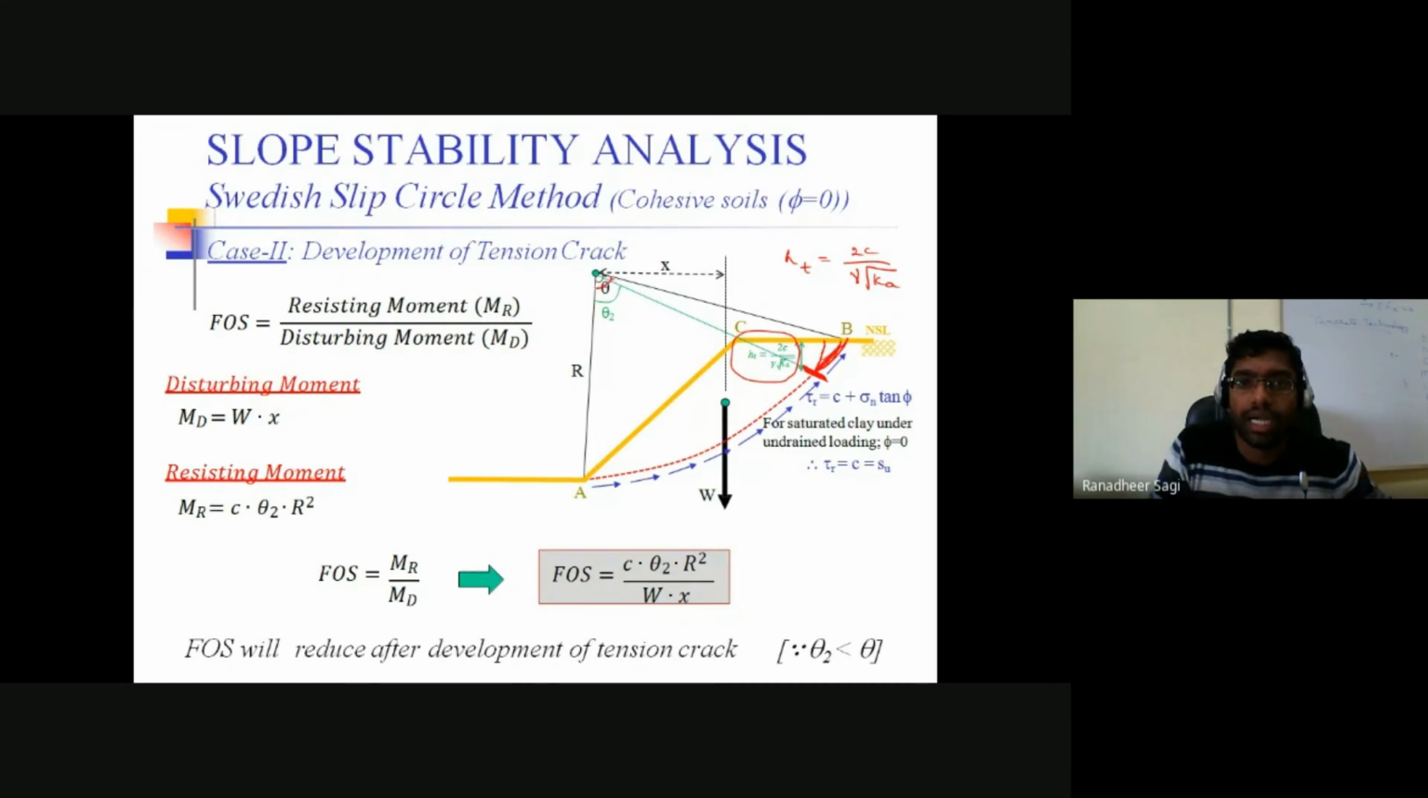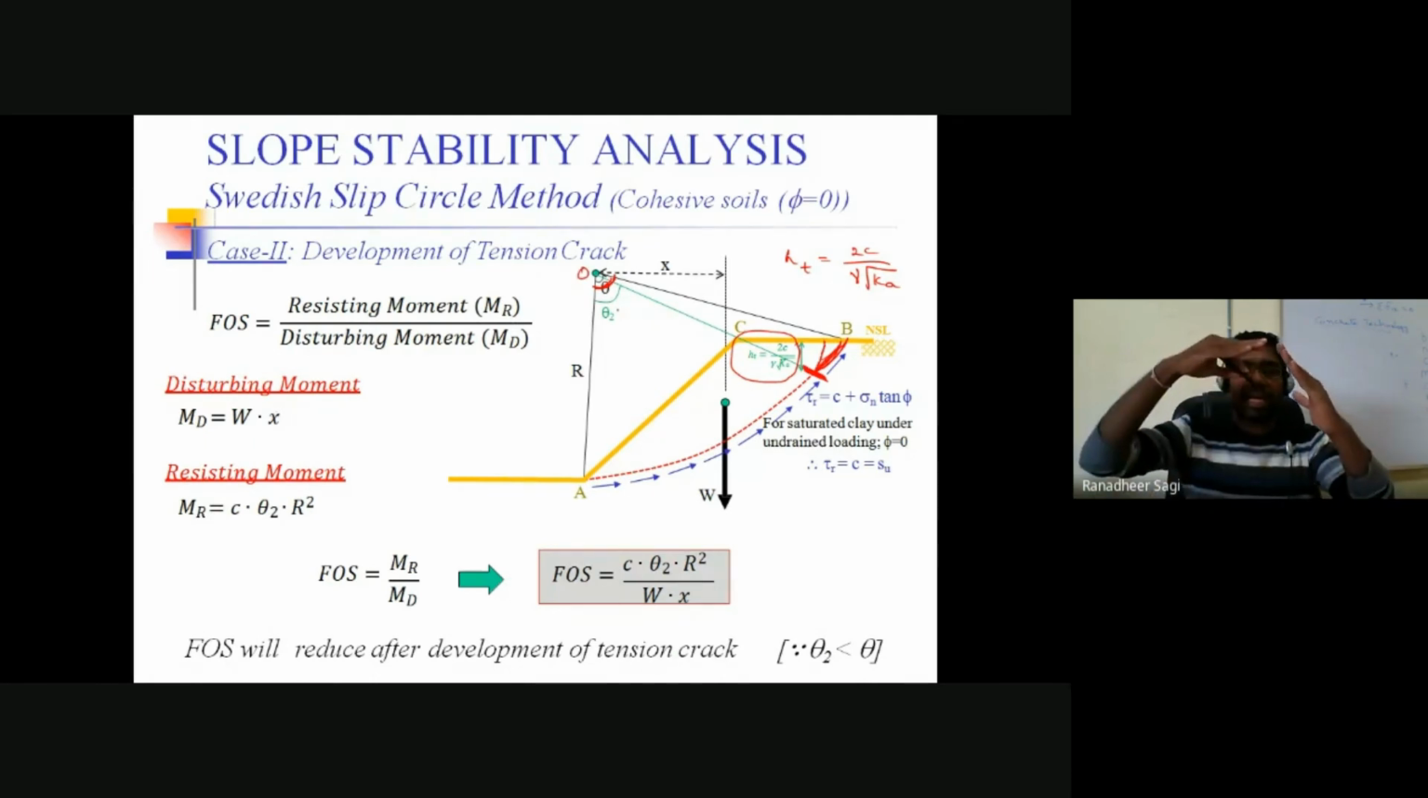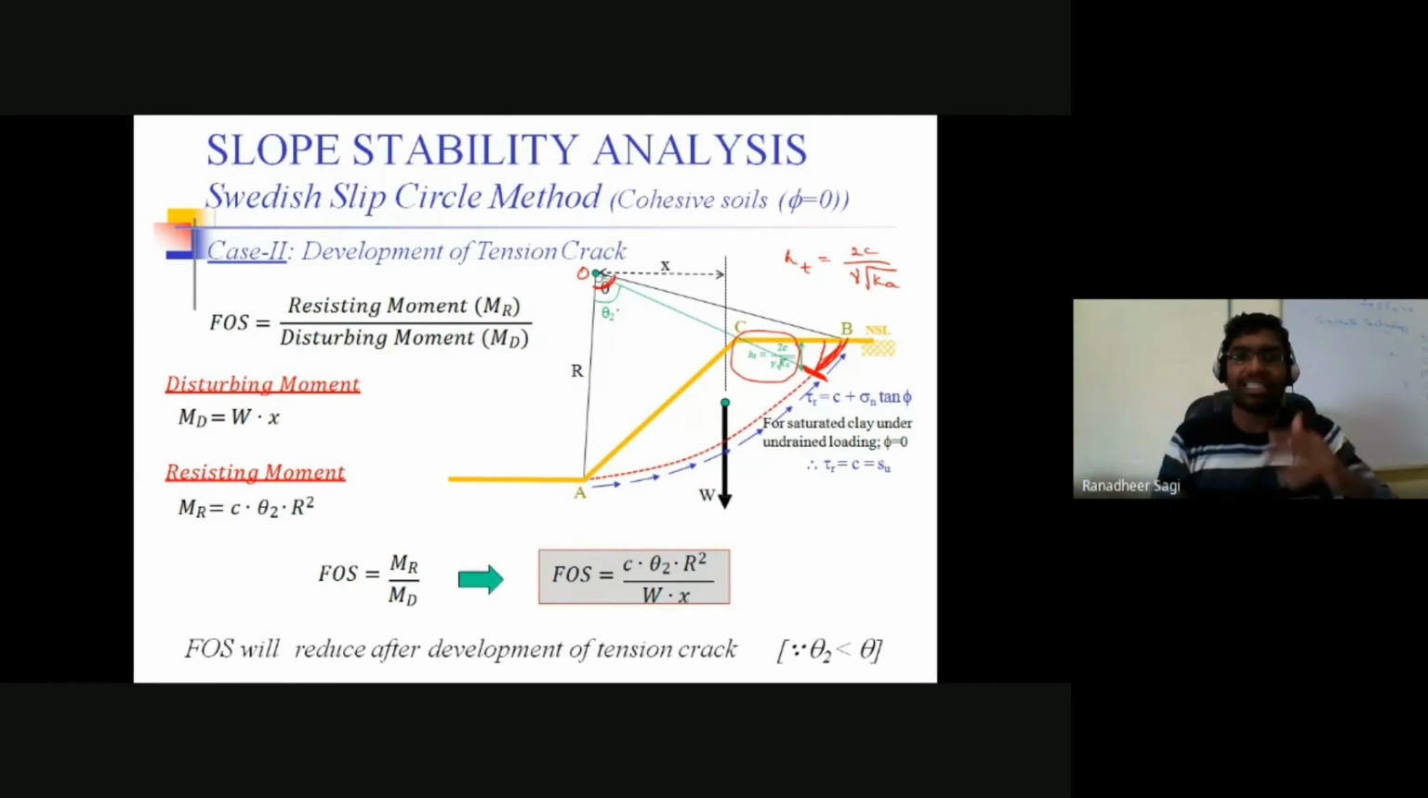Okay, that angle between these two lines, what are those two lines? OA line and OB line. So the angle earlier, when there was no tension crack, the angle of failure surface was getting formed between OA line and OB line, and that angle was theta angle.